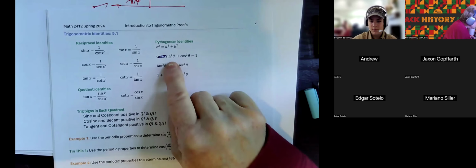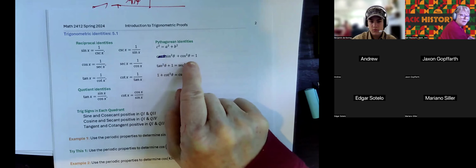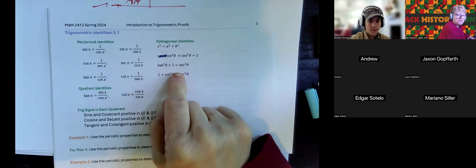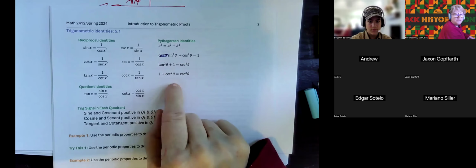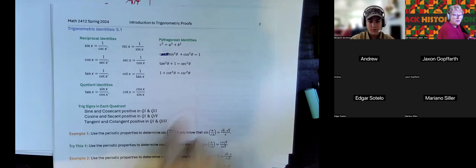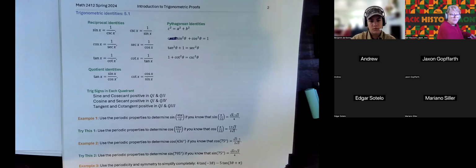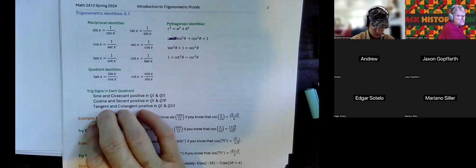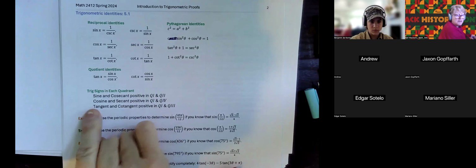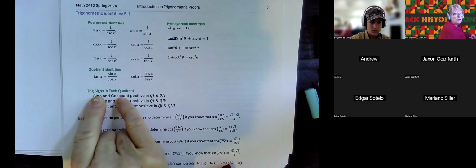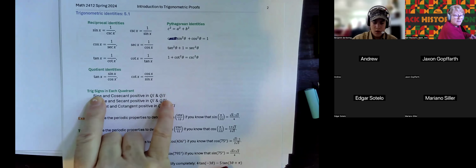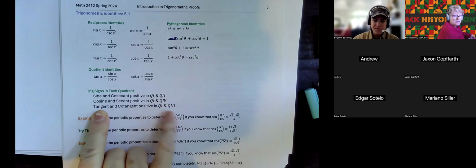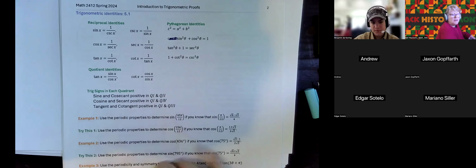Pythagorean identities. Sine squared plus cosine squared is 1. Tangent squared plus 1 is secant squared. 1 plus cotangent squared is cosecant squared. And we've got the 3 sign relationships. Sine and cosecant are positive in first and second. Cosine and secant are positive in first and fourth. Tangent and cotangent are positive in first and third.